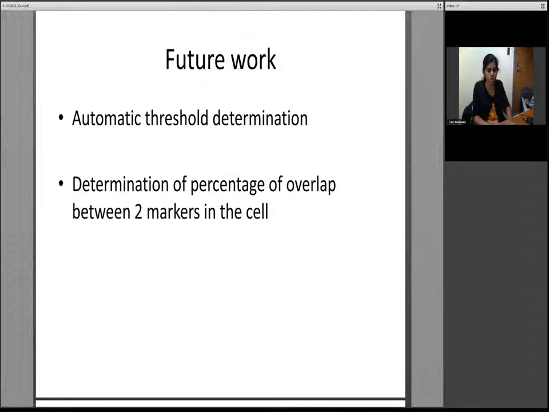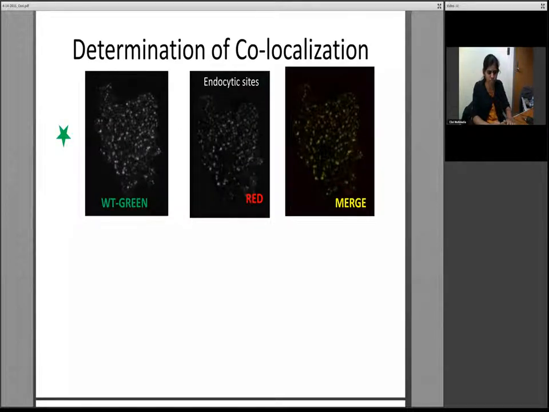In future, we want to incorporate the automatic threshold determination. Additionally, the program that we've developed can be used for determination of percentage overlap between two different markers inside the cell. Let me show you an example. This is a cell which has two different components. One, marked in green, is the star protein in its original form, tagged with a green fluorescent protein. Then we have another marker inside the cell which has a red tag on it, and it marks all the endocytic sites that I was talking about inside the cell.